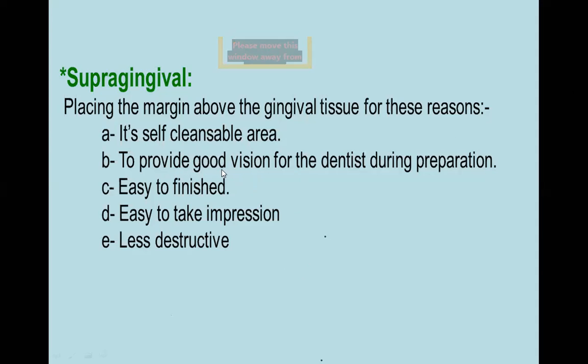Again, it provides good vision for the dentist during preparation. He will not work below the gingiva, and it would be difficult for the patient to see the finishing line below the gingiva. So it is very easy for the dentist to do a supragingival finishing line, and it is easy to prepare and easy to finish if we want to smooth the finishing line and so on. It's easy to take an impression because the impression material will have difficulty entering below the gingiva.